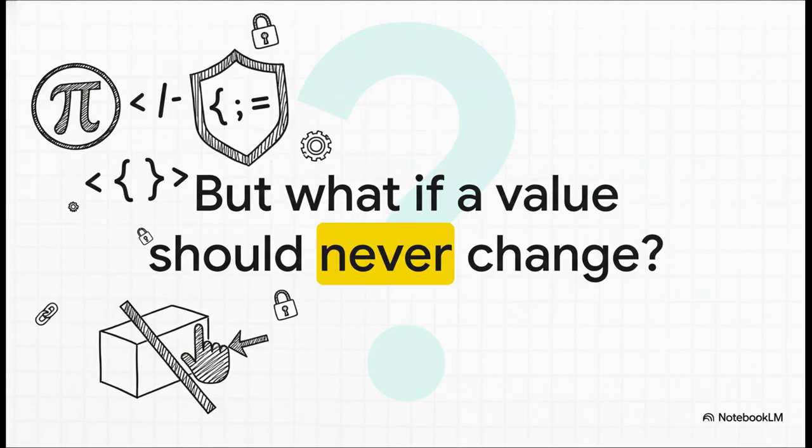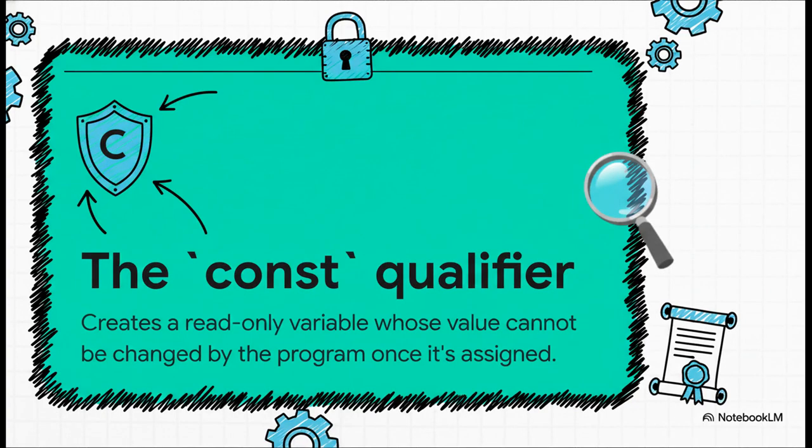But hang on a sec. What if you have a value that should never ever change? I'm talking about something like the value of pi. You want to use it in your code, but you need to make absolutely sure that you or someone else doesn't accidentally change it from 3.14 to 72. Well, C has a perfect tool for that. It's a special little qualifier called const.